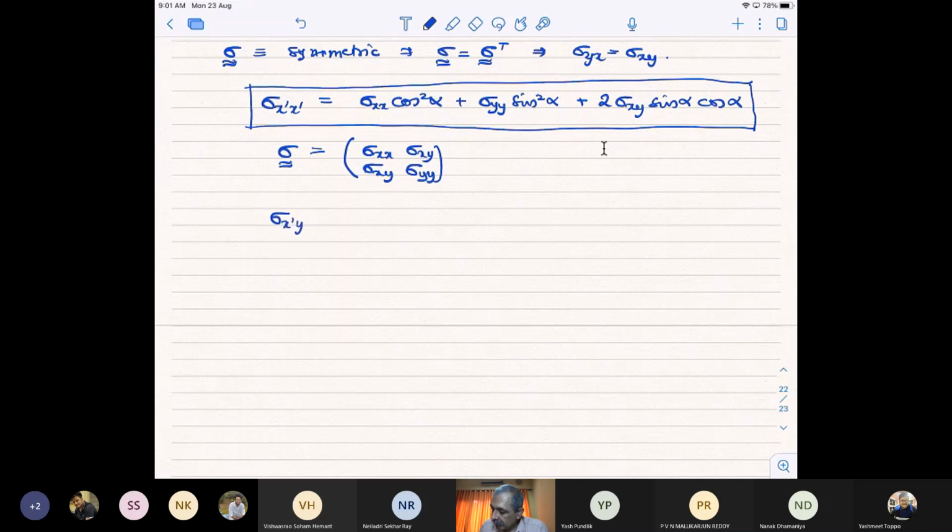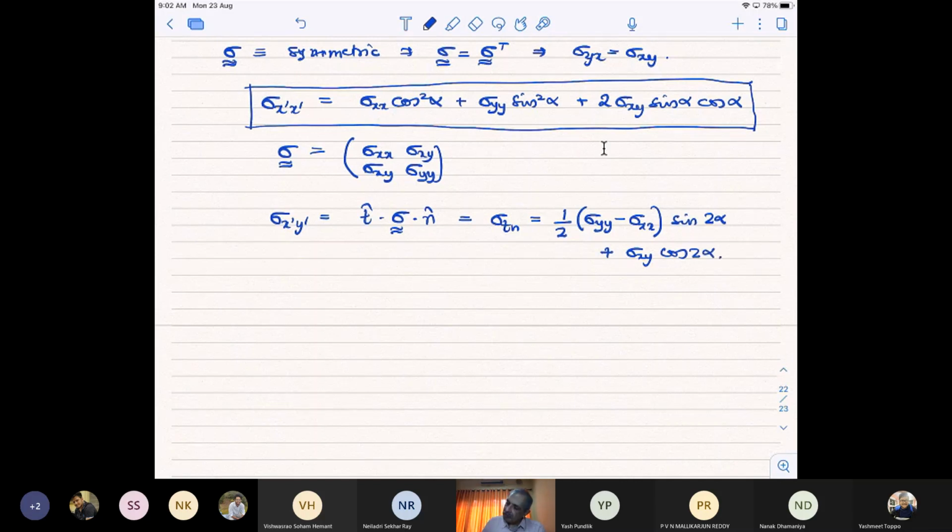And in a similar way, you can show that we can define sigma_x'y' as just t dot sigma dot n, which is equal to sigma_tn, which, if you do exactly the same sorts of things, you can show that this is equal to half of (sigma_yy minus sigma_xx) into sine of 2 alpha plus sigma_xy cos of 2 alpha. Okay, so this is the other one.